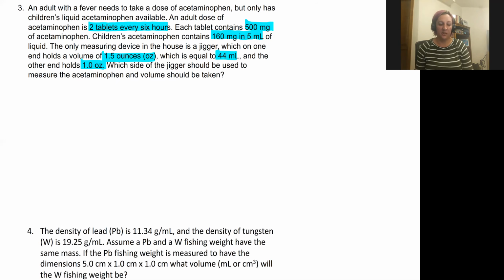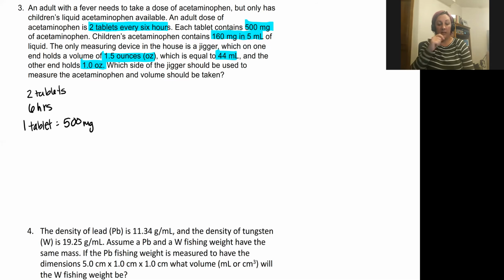I feel like this actually was written off of a really bad time when I had a fever, and this was all I could figure out. So let's list out the information that we have. We need to take 2 tablets every 6 hours. Each tablet is 500 milligrams. So I'm going to write that as an equality to really tell myself it's a conversion factor. So 1 tablet equals 500 milligrams of acetaminophen.